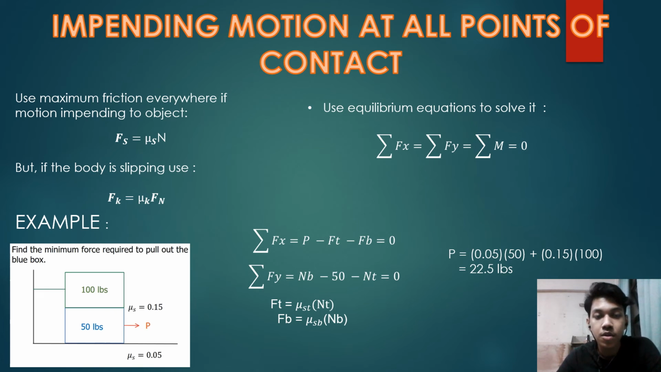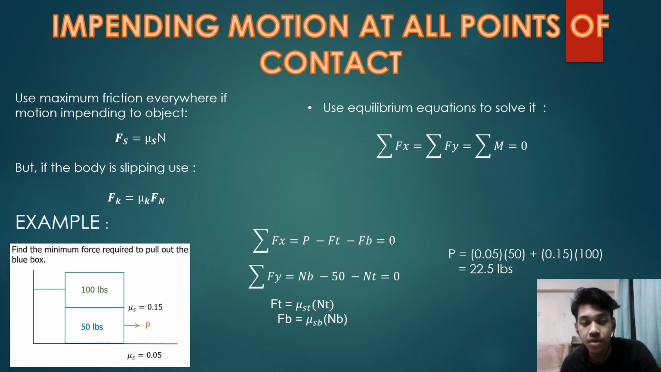Next, we are going to talk about impending motion at all points of contact. For this case, we must assume that maximum friction is everywhere if the motion is impending to the object. Then the formula is the static force equal to the coefficient of static friction times the normal force. But if the body is slipping, use Fk equal to the coefficient of kinetic friction times Fn, which is the normal force.